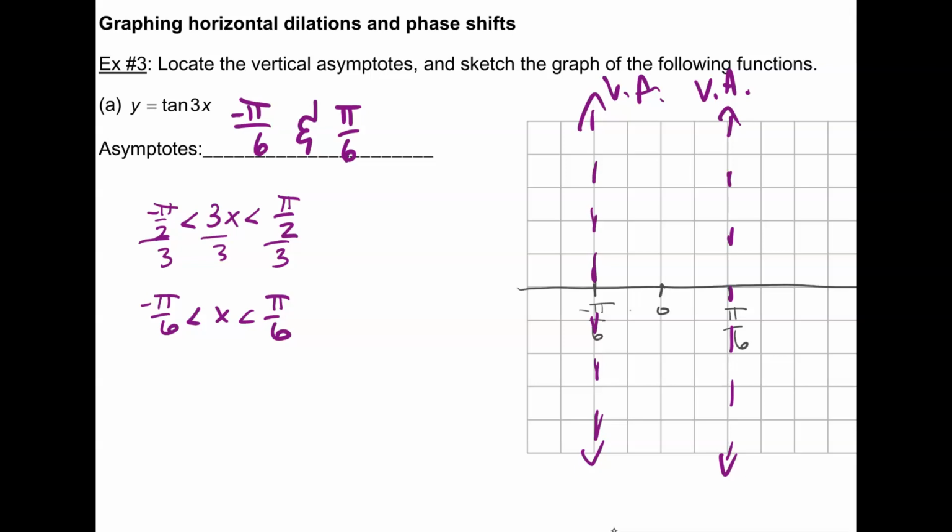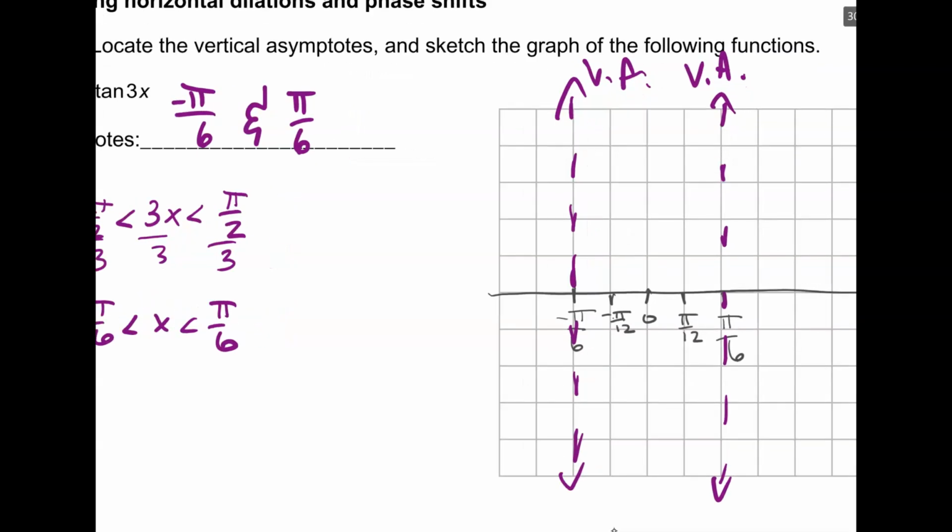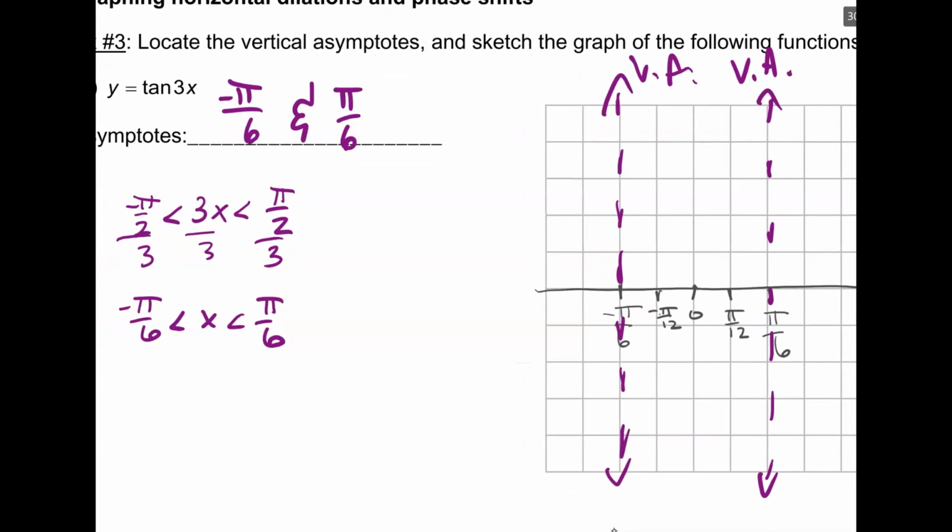And if I want to find halfway between 0 and pi over 6, I add them and divide by 2, so it's going to be pi over 12 and negative pi over 12. Okay, so that took care of the tan of 3x. I took care of that 3. All I did was, instead of going from negative pi over 2 to pi over 2, I'm now going from negative pi over 6 to pi over 6. So this is a much shorter period.